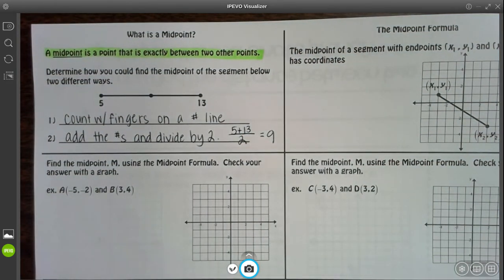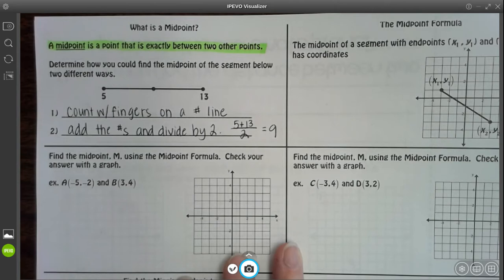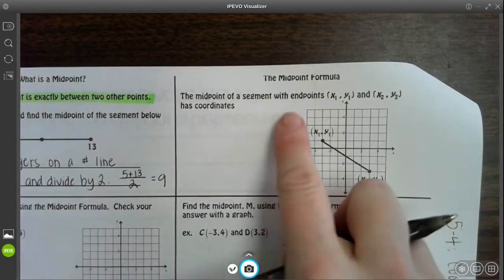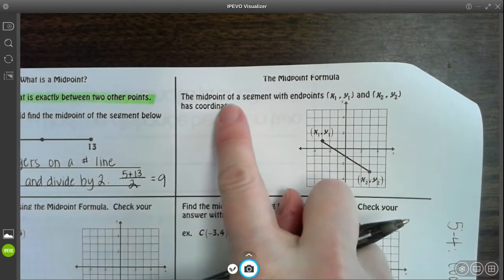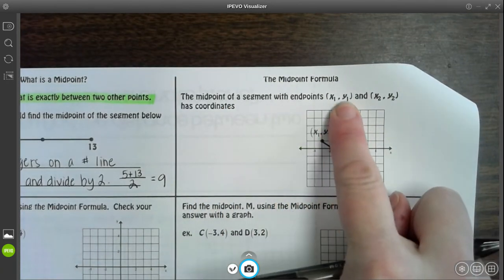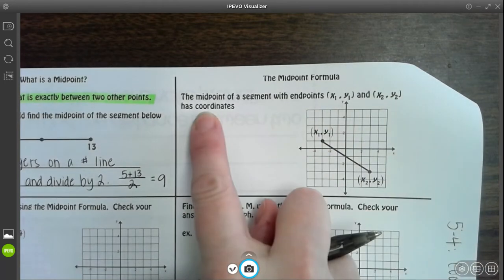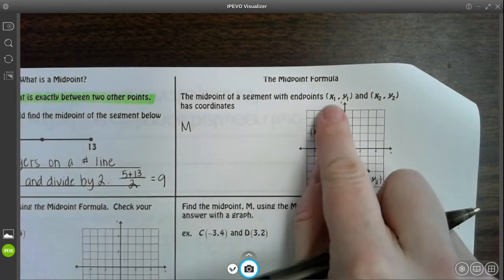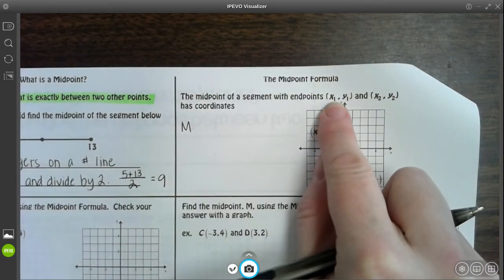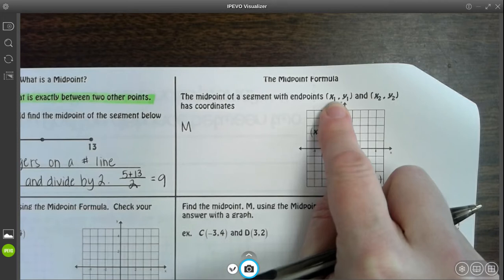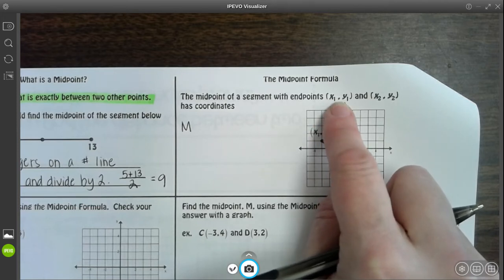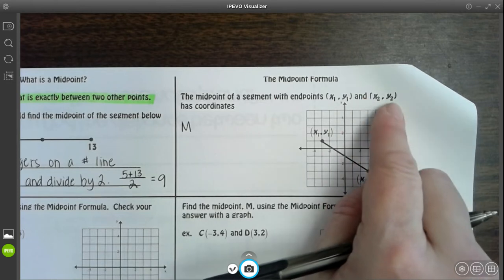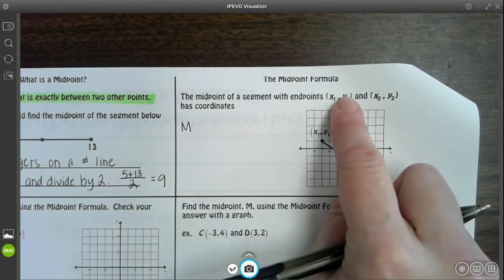Okay? So that is going to come into play with the midpoint formula. The midpoint formula says the midpoint of a segment with endpoints x1, y1, and x2, y2 has coordinates. Before I give you the formula, just so you know, this little 1 is called x sub 1. Sub meaning a subscript. Sub means below. So it's not an exponent or anything like this. This doesn't mean x squared. It just means the first x coordinate and the first y, and the second x and the second y.